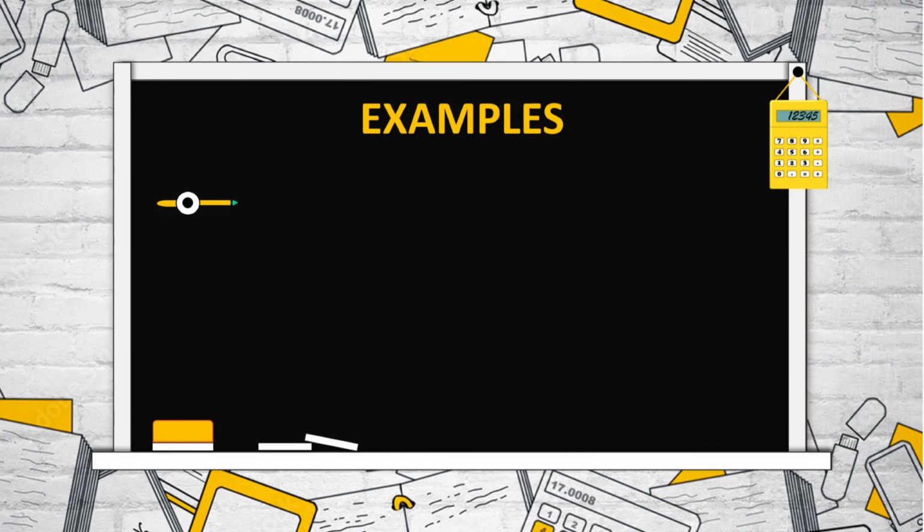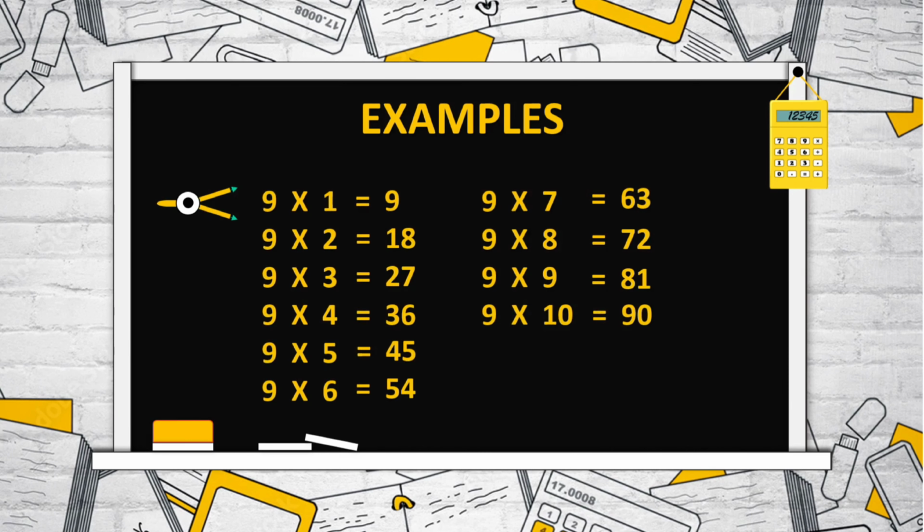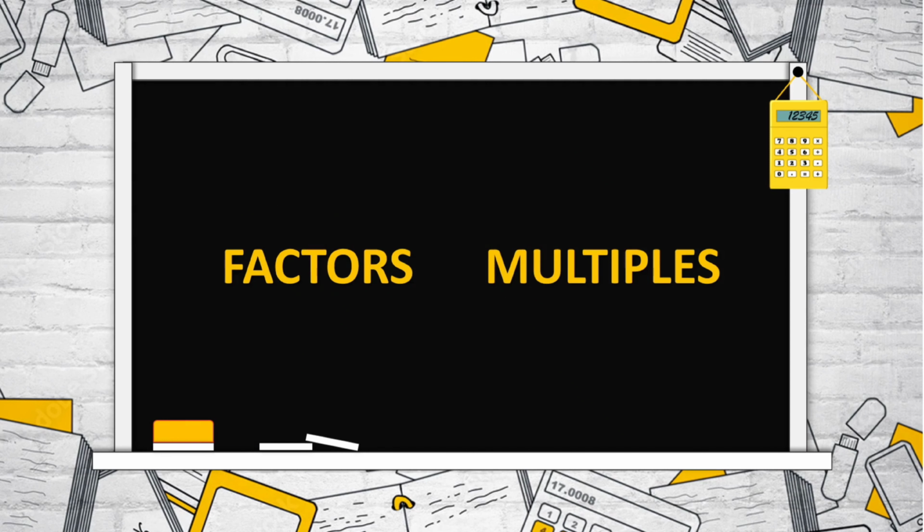Taking another example, यहाँ हमारे पास 9 की टेबल है। तो जब हम 9 को 1 से लेकर 10 तक के नंबर से मल्टीप्लाई करते हैं तो जो रिजल्ट आते हैं वो हमारे मल्टीपल्स होंगे 9 के लिए। एंड दैट्स व्हाट मल्टीपल्स आर इन मैथमेटिक्स. सो नाउ we will see what is the basic relationship between factors and multiples.